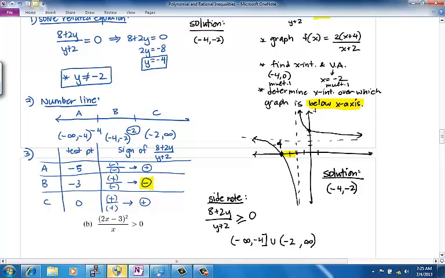We want to figure out where the graph is above or touching the x-axis. So the first interval from -∞ to -4, including -4, because we're touching the x-axis there. And then the interval from -2 to infinity, over that interval, we're above the x-axis.